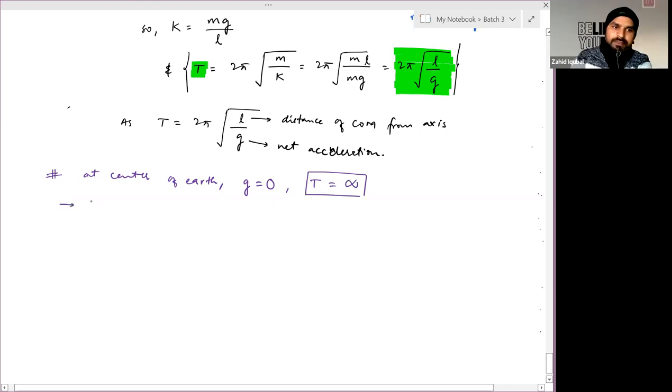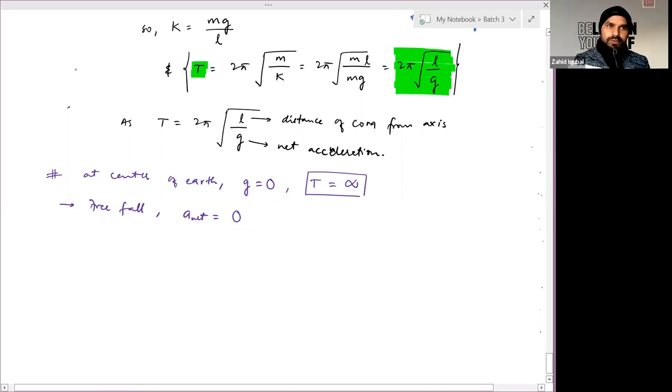Similarly, in free fall, net acceleration will be 0. So again, time period will be infinite. So this time period of simple pendulum may depend upon these two factors, and you'll be given the system and surrounding on the basis of which you may define its net acceleration and then time period.